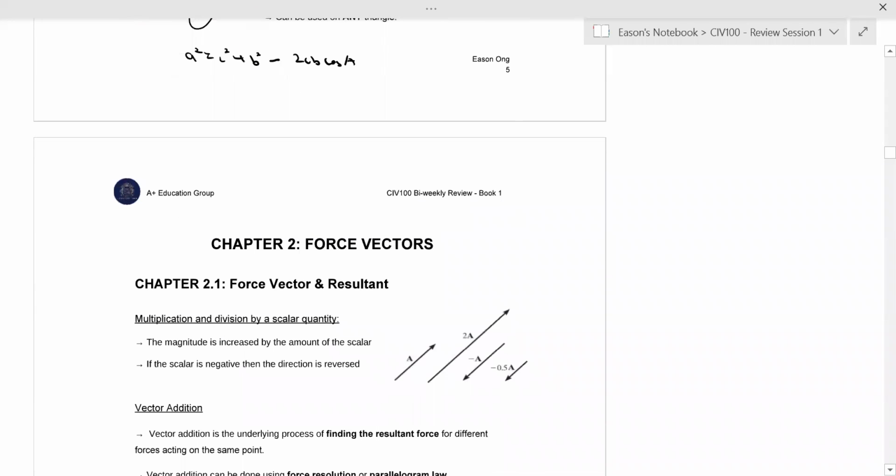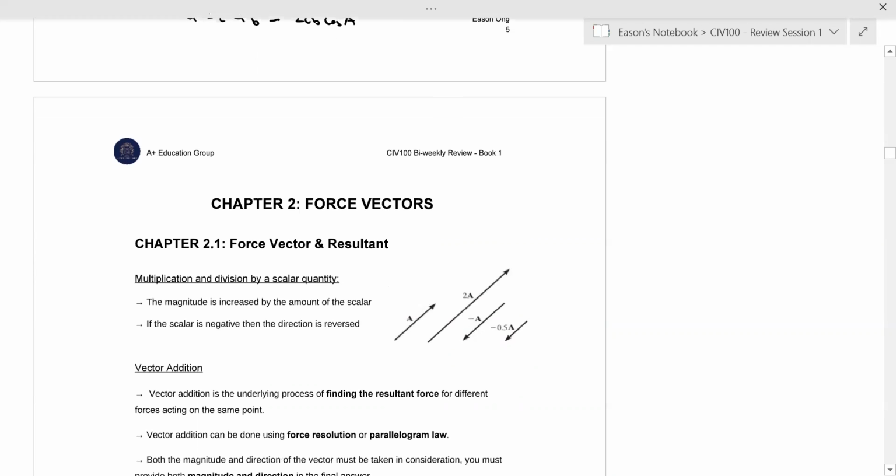And the next one that we're gonna go through is force vectors, which is really, I would say, the beginning of CIV100. Whatever we go through before this is more like a review. So as you know, force is a vector quantity, right? And what that means is that it has both magnitude and direction. The only thing that you can use to represent a magnitude and direction is a vector itself. That's why you call it a force vector, because force itself is a vector quantity.